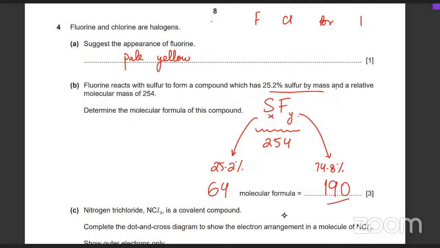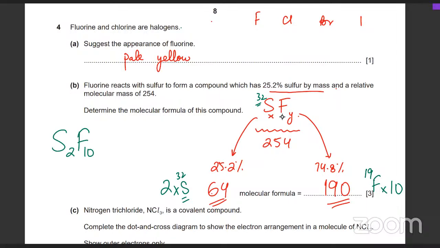तो हमें 64 मिला और 190. ठीक है. Question में कहा गया है कि 254 is the total molecular mass, Mr, और 25.2% of this thing is sulfur. तो सल्फर कितना हो गया? 64. अब सल्फर का एटॉमिक मास 32 है, तो इसमें 2 सल्फर होंगे, right? Is that clear? Yes sir. अच्छा, पीरियोडिक टेबल में फ्लोरीन 19 है. अब 190 करने के लिए 10 फ्लोरीन होंगे. तो फॉर्मूला होगा S2F10. Is that clear? Yes sir.